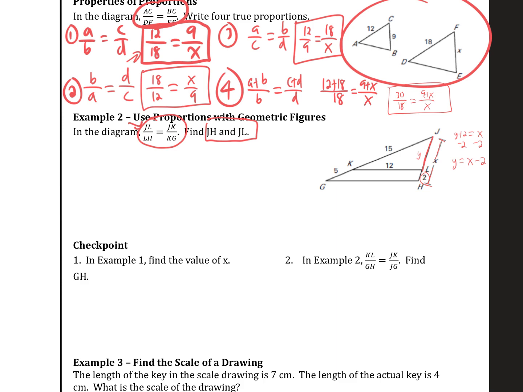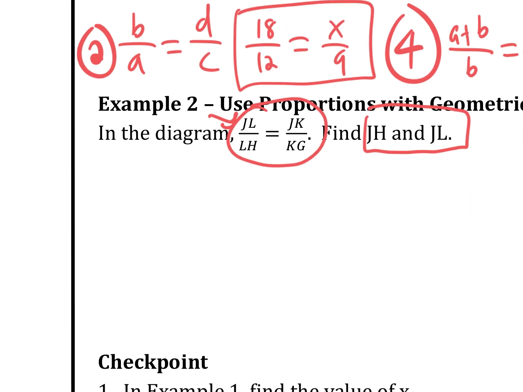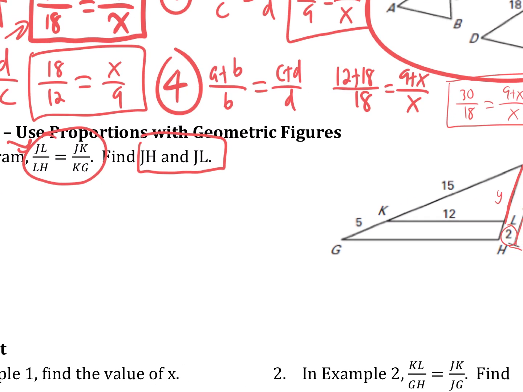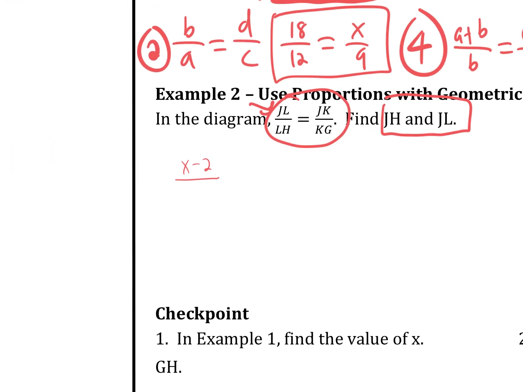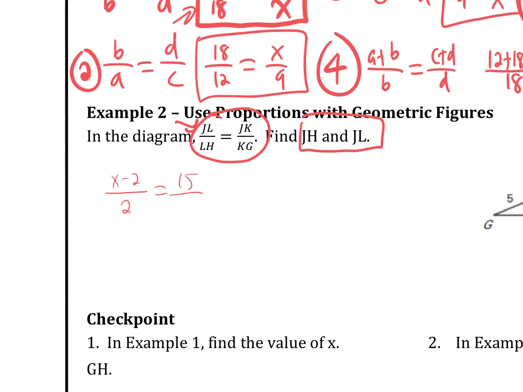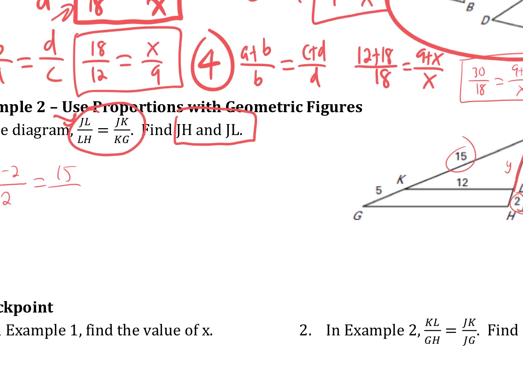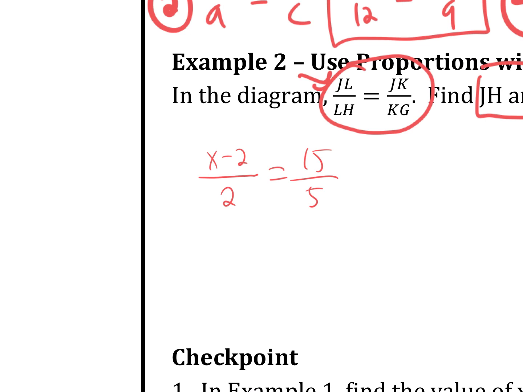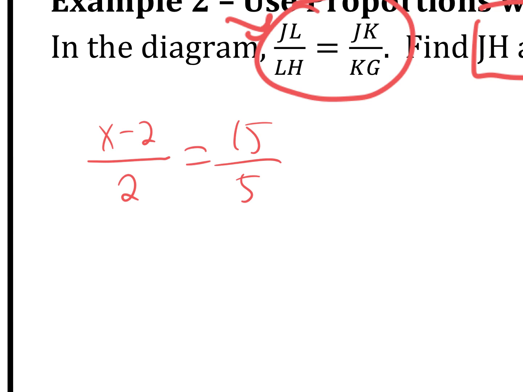So we can do JL is going to be X minus 2 over, and then we have LH, which is just 2 like we talked about, equals, and then we want JK. In this case, JK is 15. We have 15 over KG, which is 5. Okay? So now what we have here is a proportion, and now we can go ahead and solve it. What do we do to solve proportions?